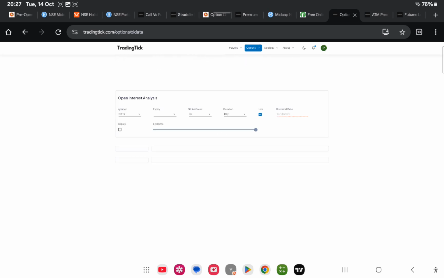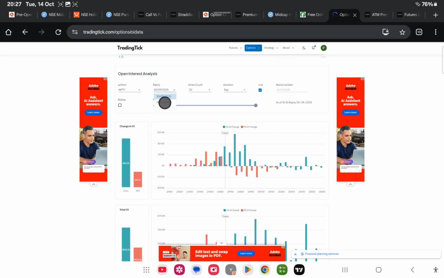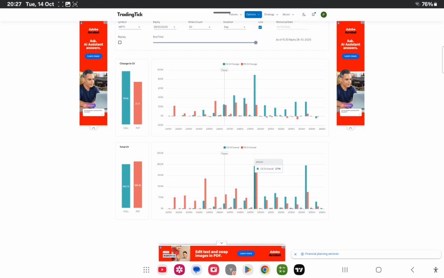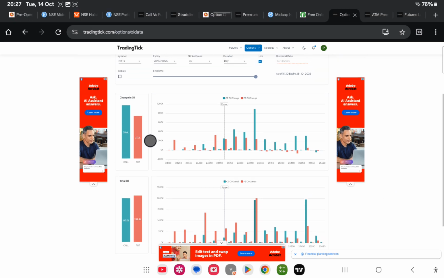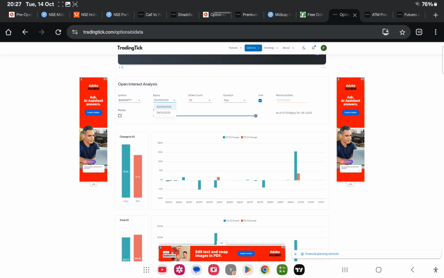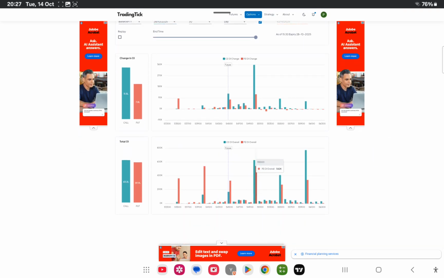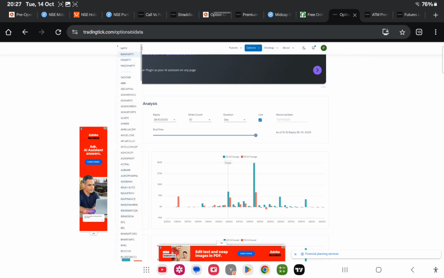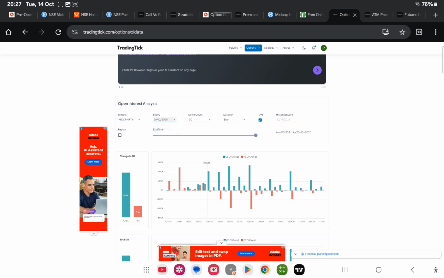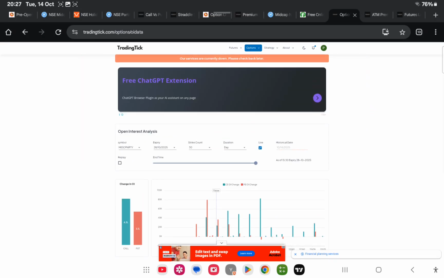Now we are going to check the trading tick website OI. First we'll take for 10. So this gives us our overall OI idea. Straddle point is 25,000 for Nifty. When you check for Bank Nifty for October expiry, straddle point is 55k. And when you check for Midcap for October expiry, straddle point is 13k. So everything is a round number.